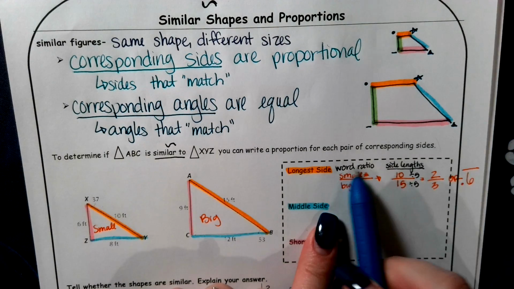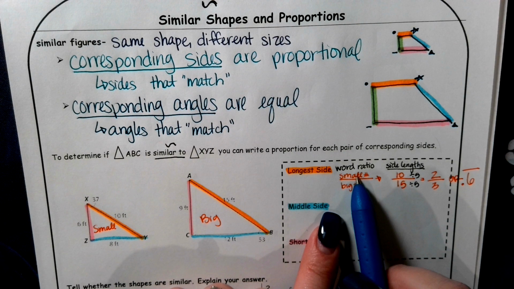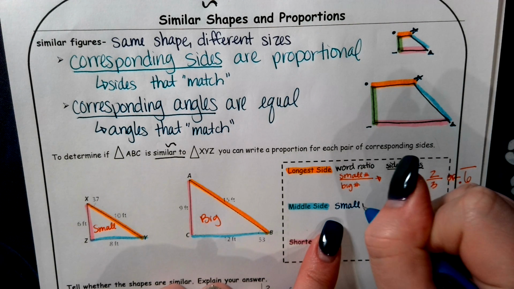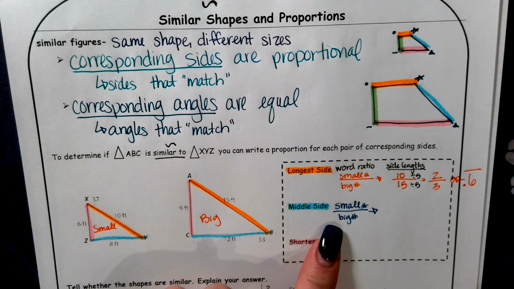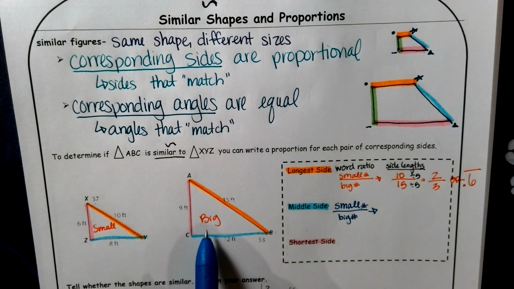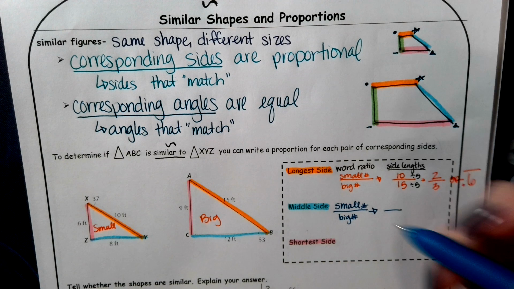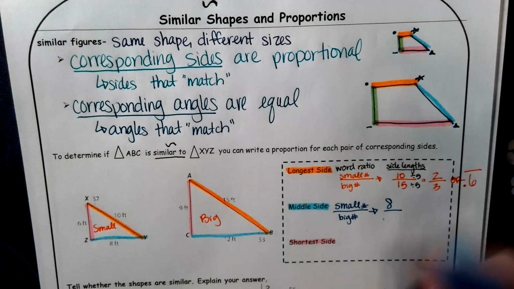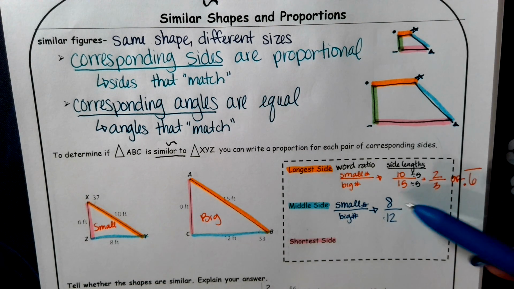Again, we want to start out with our word ratio. Since we started with small over big, we need to keep doing small over big the whole way through. So we're going to put our small blue side on top and our big blue side on the bottom. Looking back to our similar figures, what was our small blue side? 8. What was our big blue side? 12. So we get 8 over 12. Again, we can't just leave it like that. We need to see if they all simplify to the same thing.